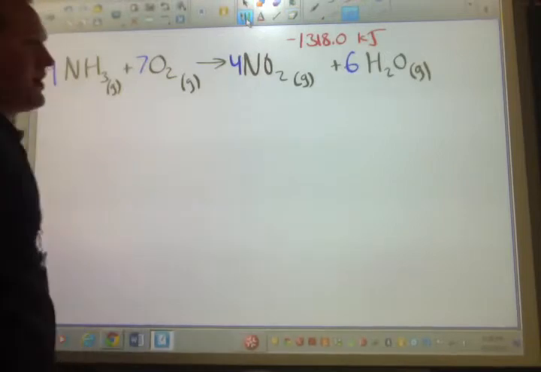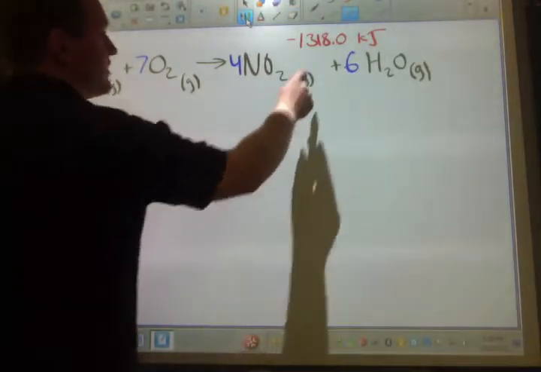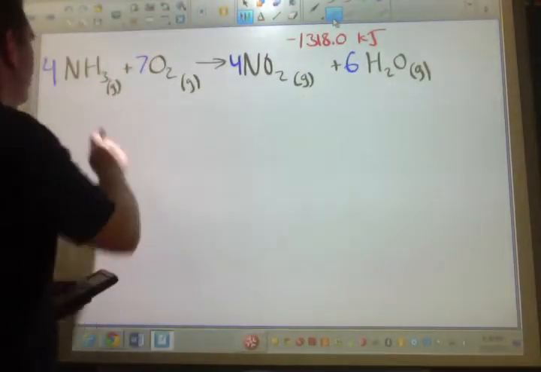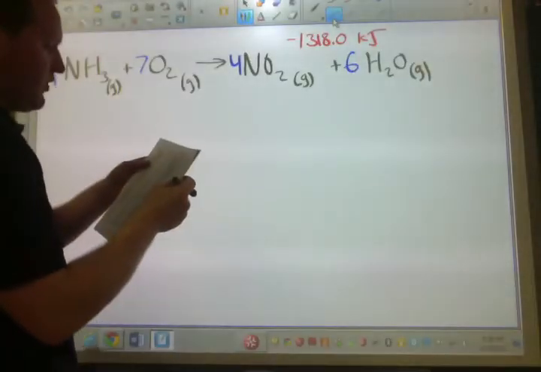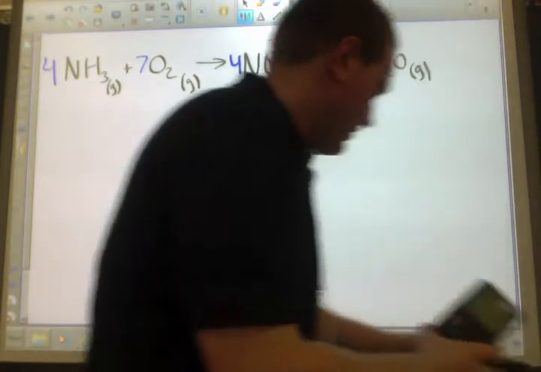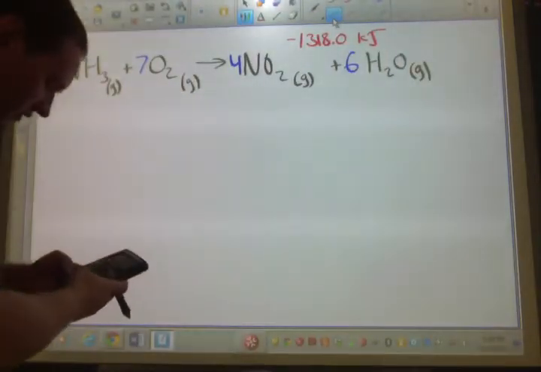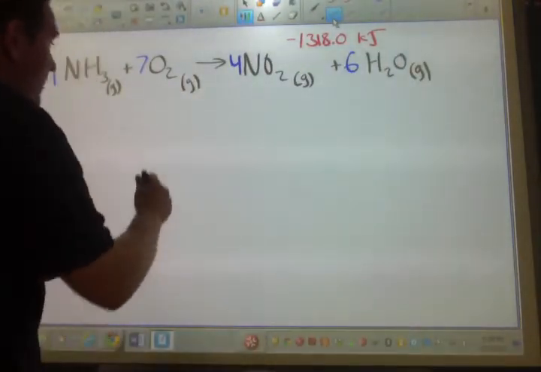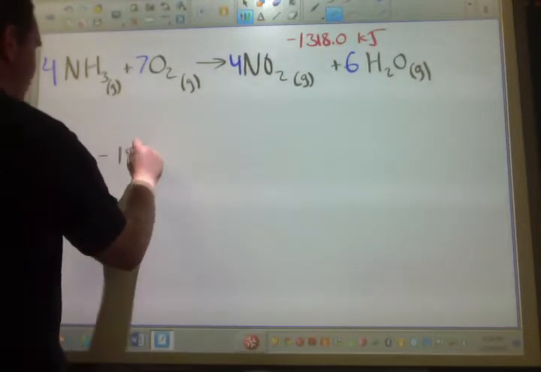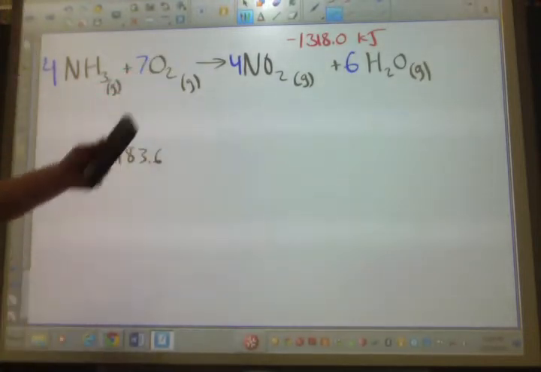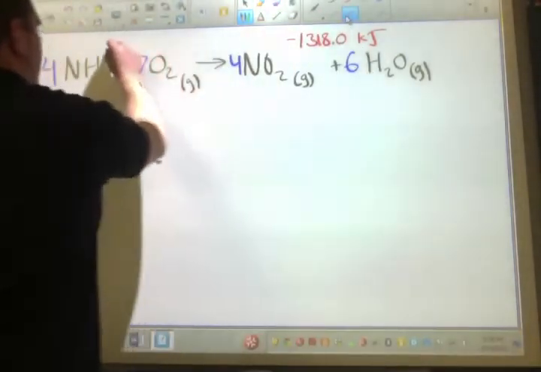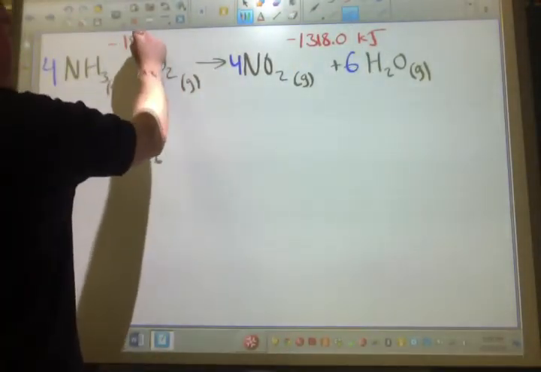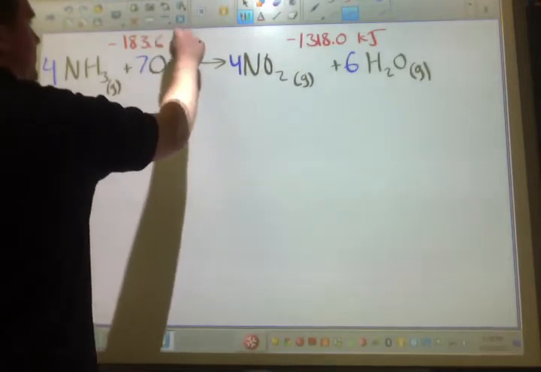Okay, let's now solve for my reactants. Now I can tell right away that oxygen is going to be 0, so that'll save us some time. 4 NH3s. Well, ammonia is negative 45.9. So let me do 4 times that. 4 times negative 45.9 equals negative 183.6. Oxygen is 0. 7 times 0 is 0. Leave it out. So my total here is negative 183.6 kilojoules.